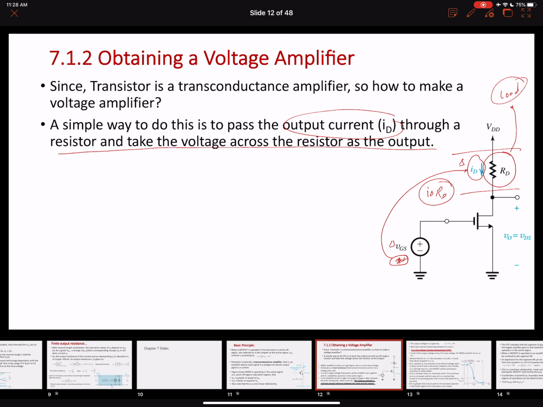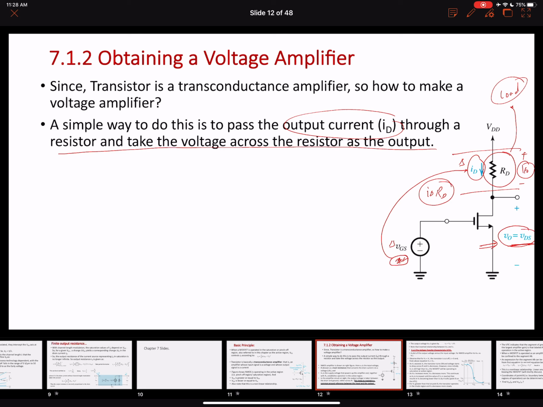Now, another important distinction that you can see here: rather than taking an output across the resistor, we are taking this V0. Our V0 is equal to VDS. We are taking an output across the drain to source terminals, rather than directly across the resistor. We could have done it the other way as well.